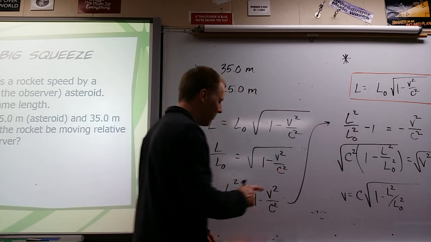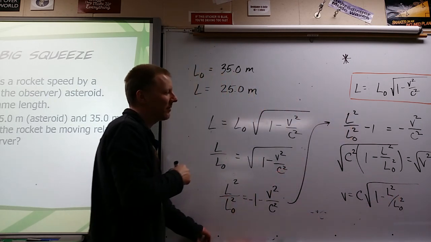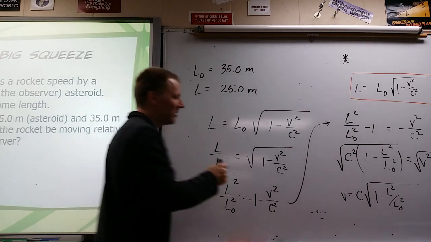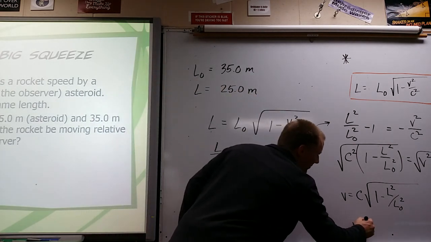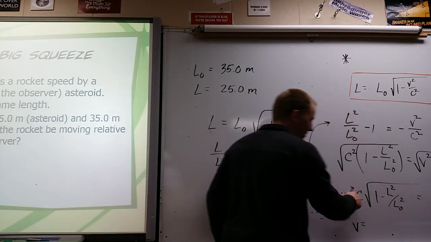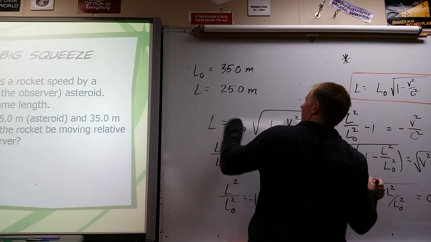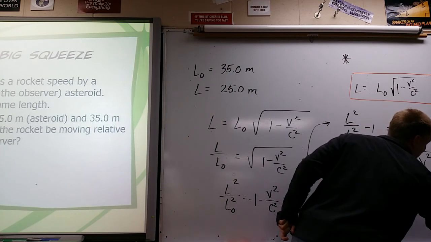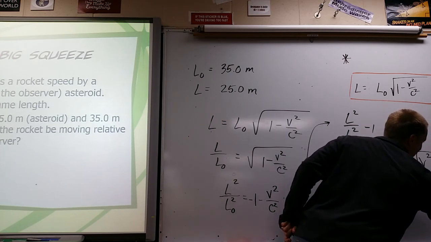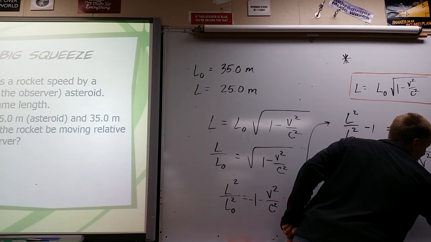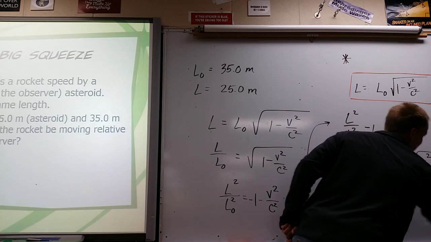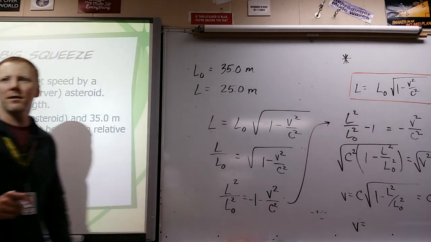And now I've run out of room here, but we can put in the values that we've got up in front. I can put it over here, I guess. c times the square root of 1 minus my L, which is 25 meters squared, over my L naught, 35 meters. I'll square that. Probably can't see too much of that on here.